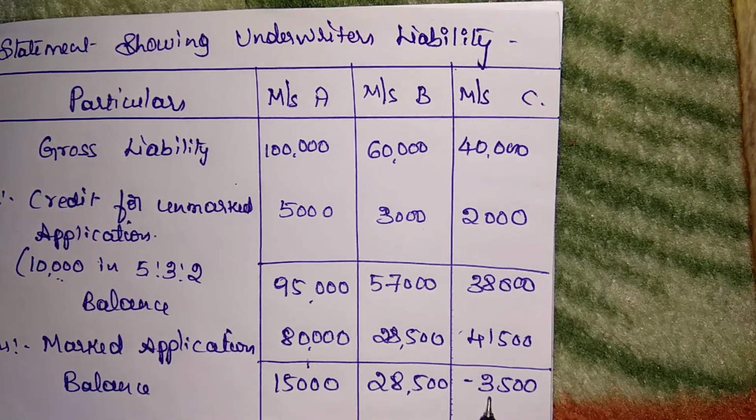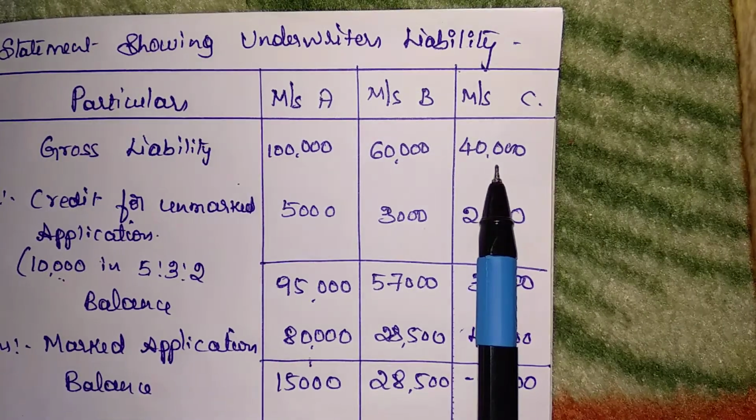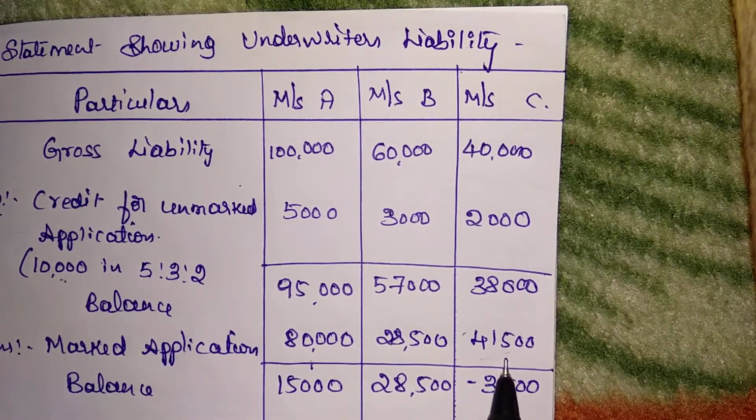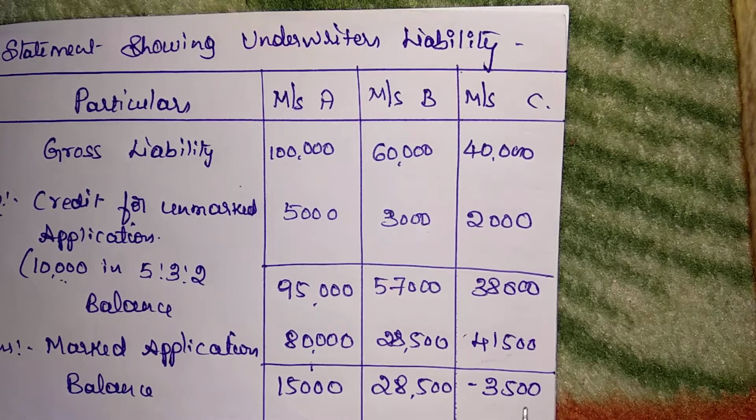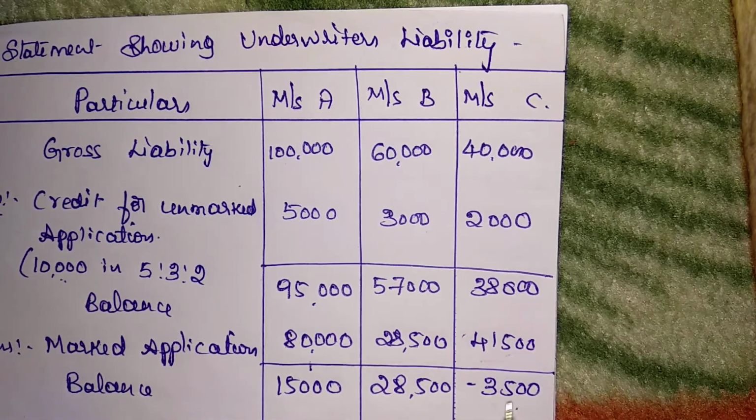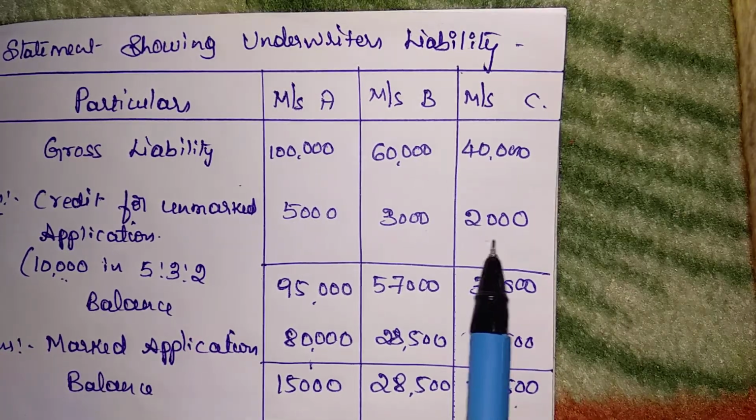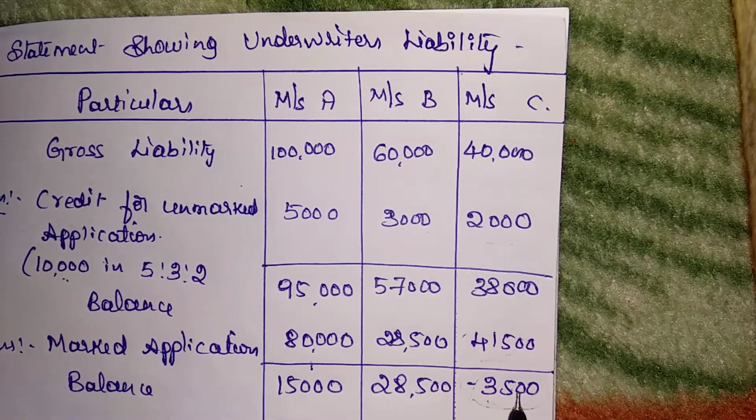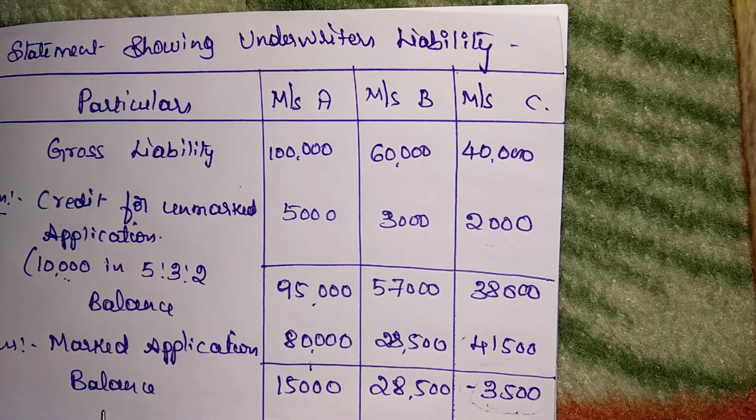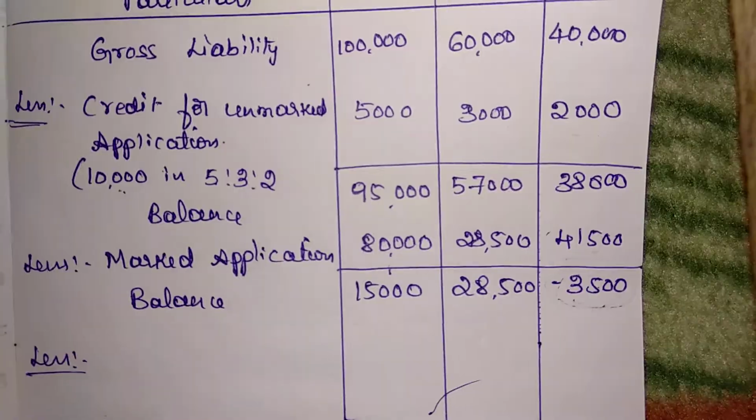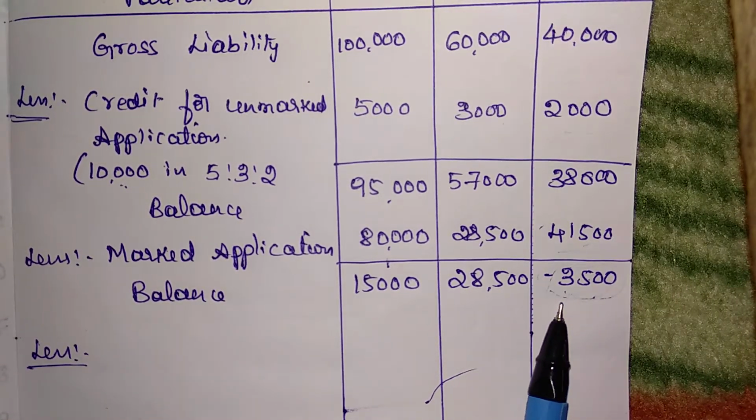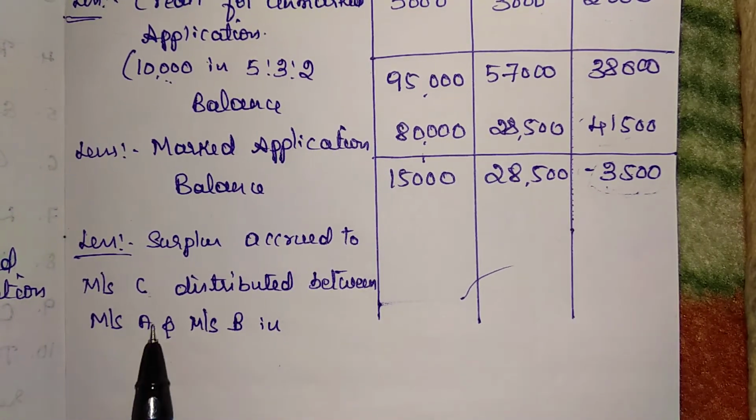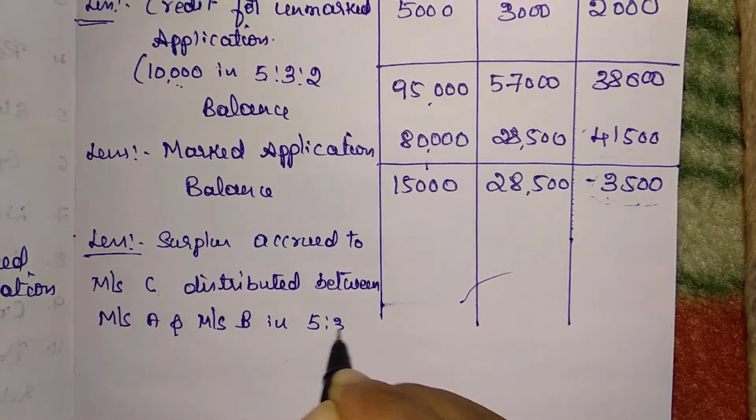How do we get it? Here the liability of C is to take up 40,000 shares, but through C 41,500 shares came. That means an extra 3,500 shares came, in the sense that 2,000 were from unmarked application. In total he gets a benefit of 3,500 shares. That means this is a surplus. This surplus we have to share among the remaining underwriters, and we have to make the liability of C nil. Surplus accrued to C is distributed between A and B in 5:3 ratio.